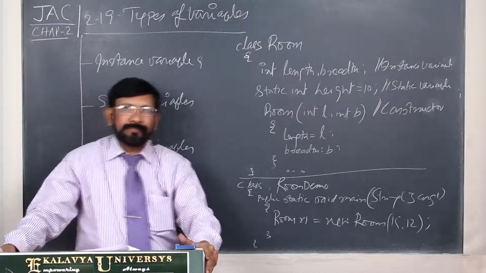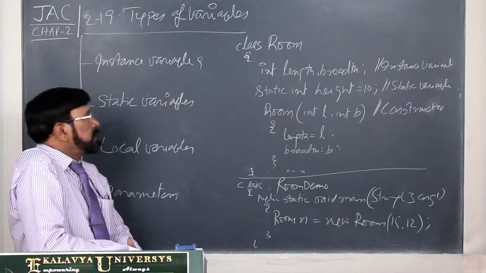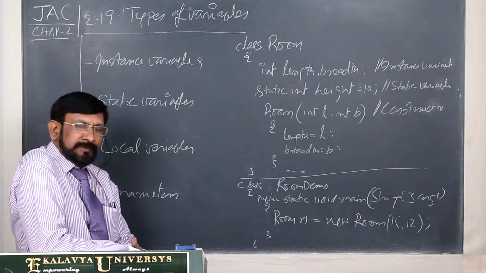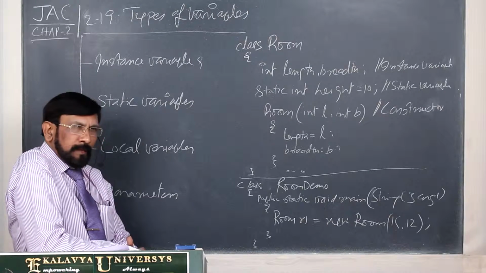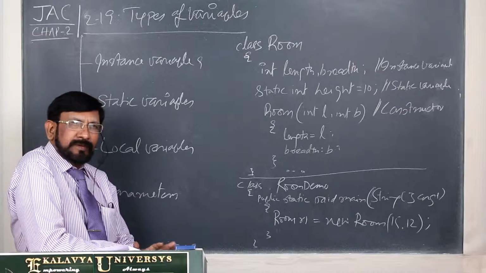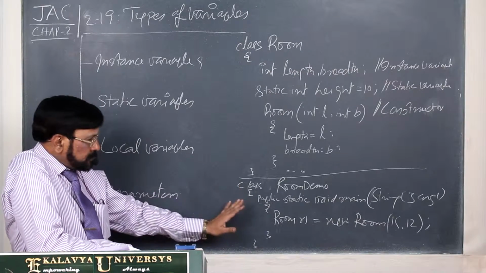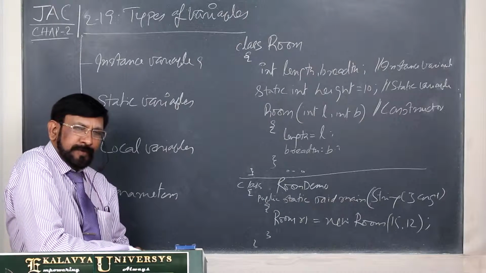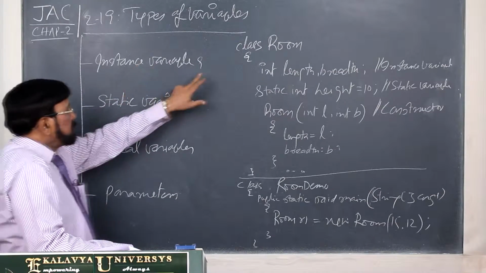Hello friends, now I explain the concept number 2.19, types of variables. This is also a very core concept. You must have perfect command over this. Only theoretically you may not grasp it, so with reference to this program, I am going to explain. Understand every bit properly. And first one, instance variables.